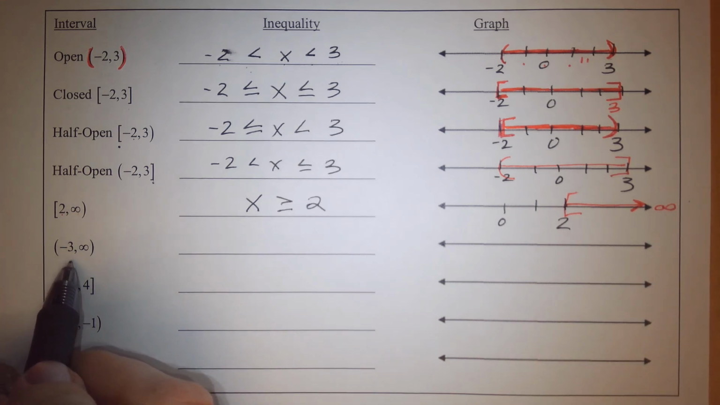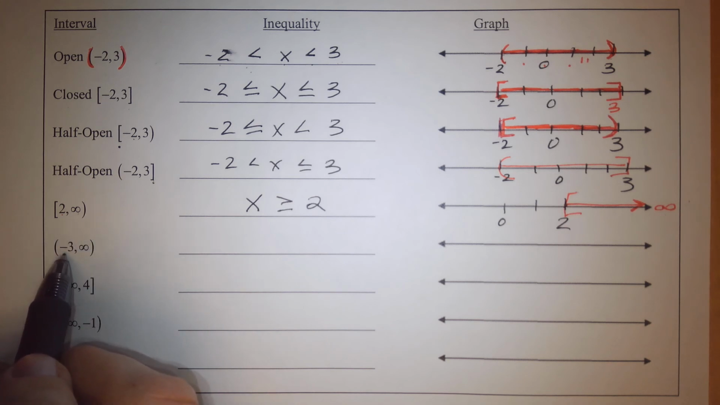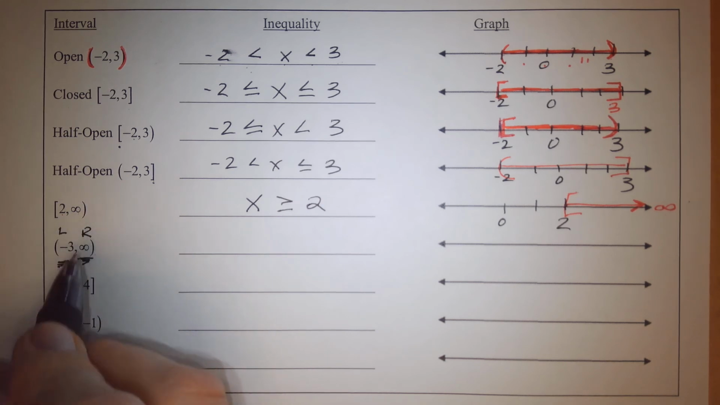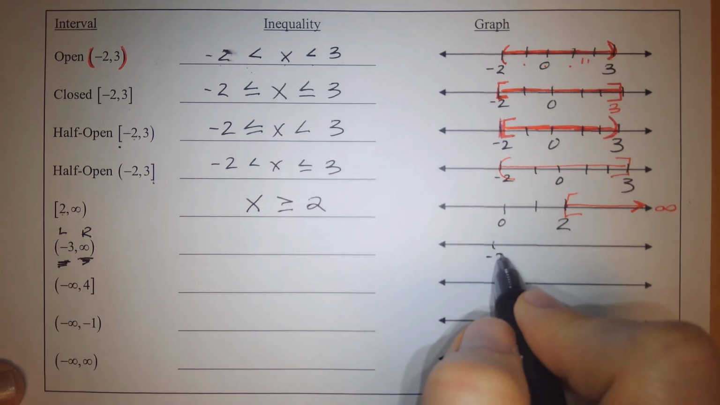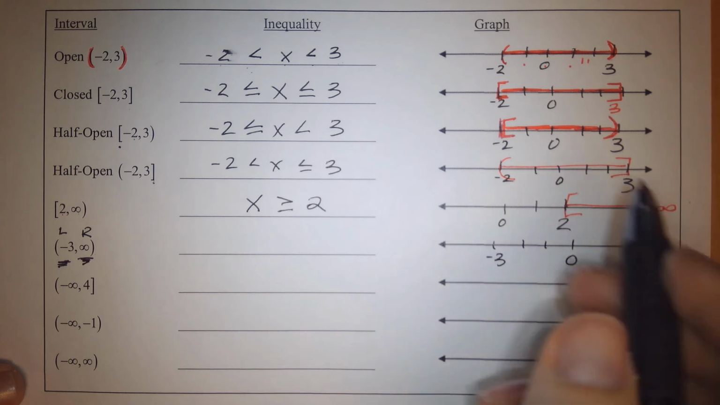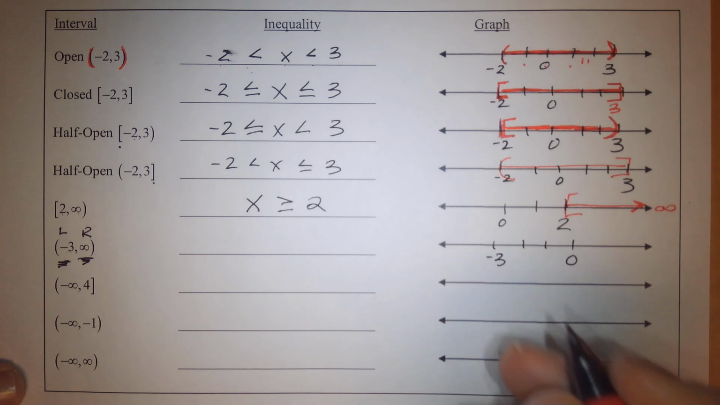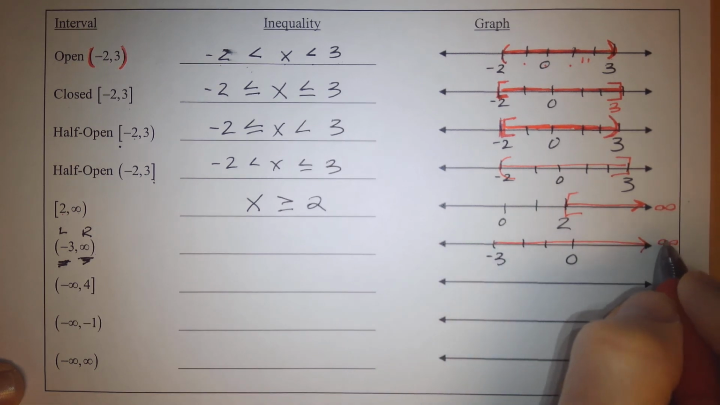So I always like to do the graph first. If I look at this interval notation, it starts at -3 and goes to infinity. Notice these are always written in ascending order, smallest to biggest. This is the left number and this is the right number, the left bound and the right bound. So this graph is going to start at -3 and go to the right until we get to infinity.